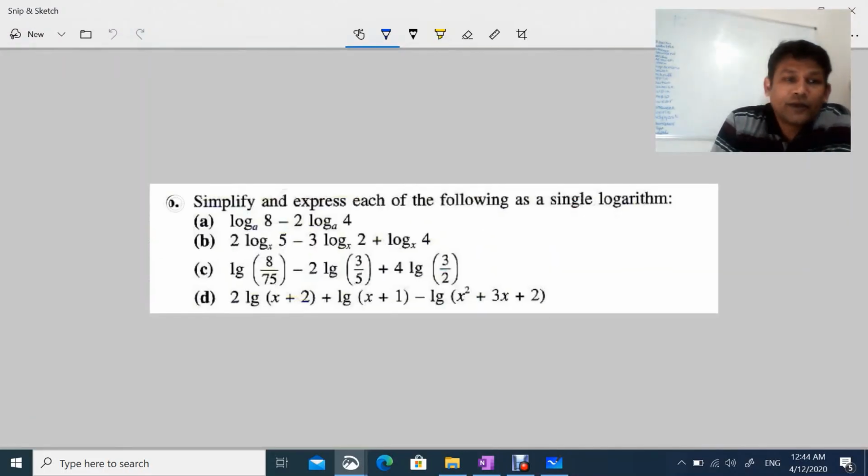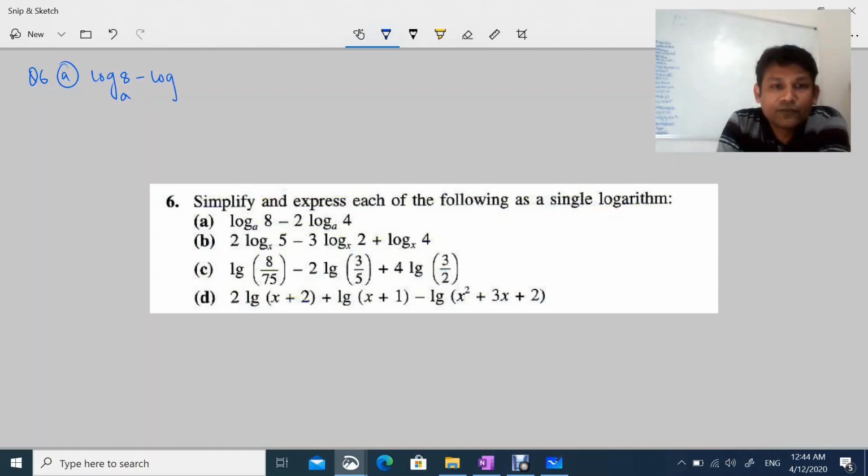Question number 6, single logarithm. The same method I have to use. Log base A of 8 minus, I have to remove this coefficient first, so this 2 will become the power of 4. Log base A of 8, this minus means I have to divide, and 4 squared is 16. 8 upon 16 is 1 upon 2, and that's your answer.